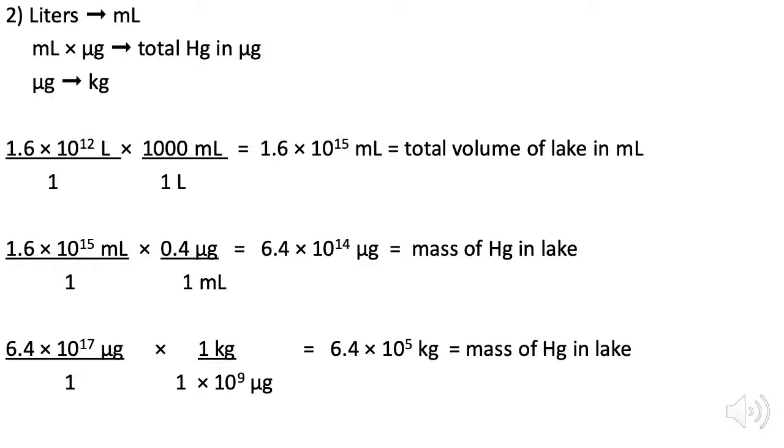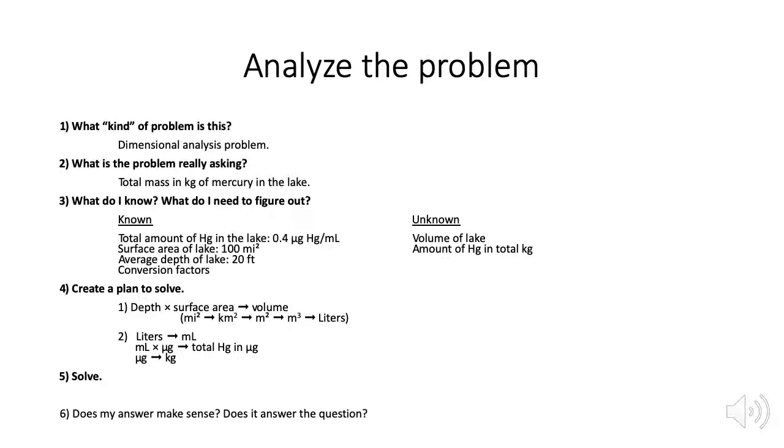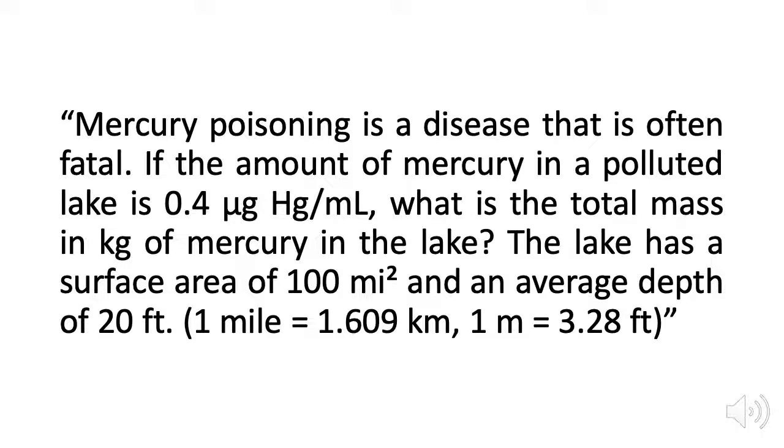So eventually I end up with this calculation of 6.4 times 10 to the 5th kilograms of mercury in this lake. It's a pretty big number. That's a lot of mercury in the lake. It seems reasonable considering our volume calculation though. So if we plug that in for our solving and ask ourselves, does it make sense? Yeah, I think that it does, even though it's a really big number. Going back to the original problem, I also think we've answered the question. It was asking for the total mass in kilograms, which is exactly what we've found.